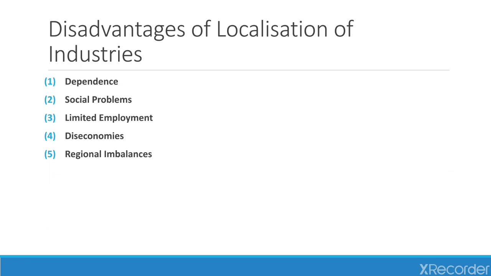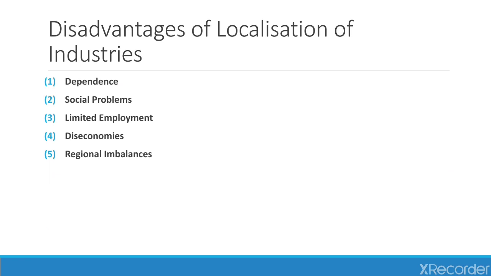Social problems. Localization of industry in a particular locality creates many social problems such as congestion, emergence of slums, accidents, strikes, etc. This adversely affects the efficiency of labor and the production capacity of industry. Limited employment. Where an industry is localized, employment opportunities are limited for a particular type of labor. In the event of recession in an industry, specialized labor fails to get alternative employment elsewhere.